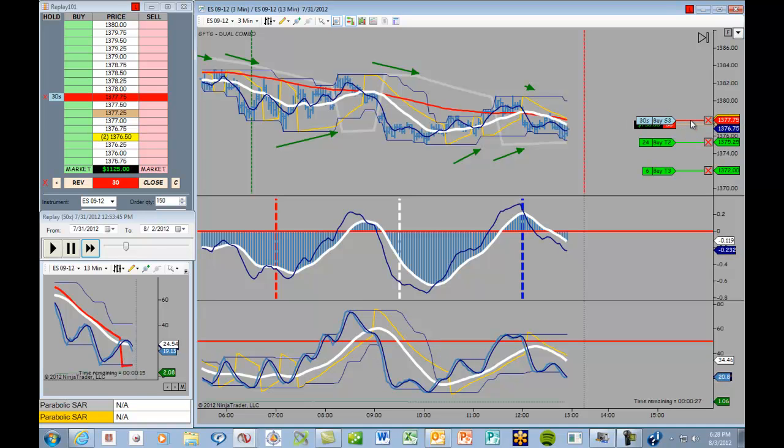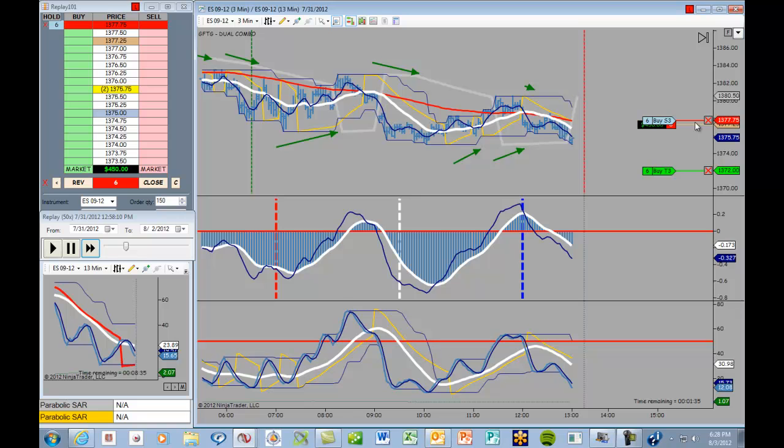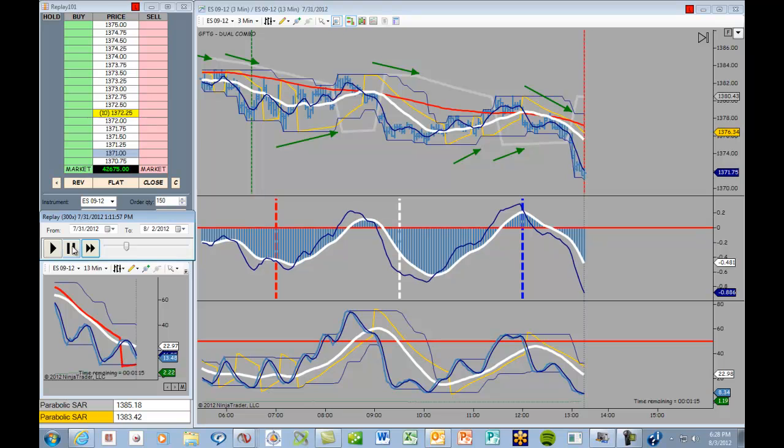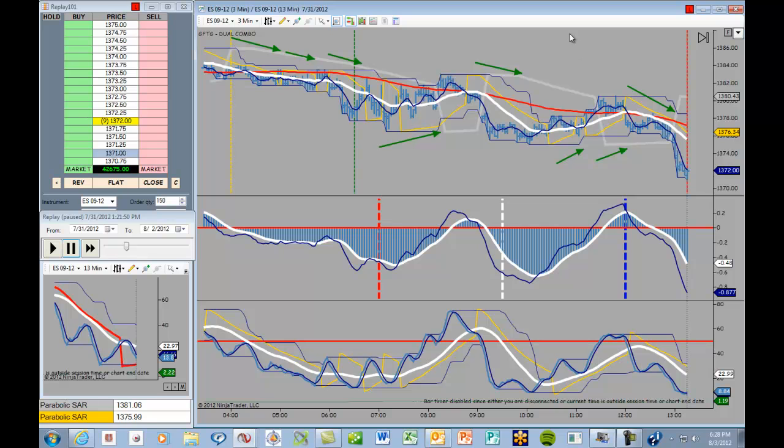Having a hard time hitting that second target, aren't we? Come on. There we go, finally. And the third. And we'll just run out the clock. And there we are. Well, if you were trading that with 150 contracts, you'd have made a little over 42 grand.